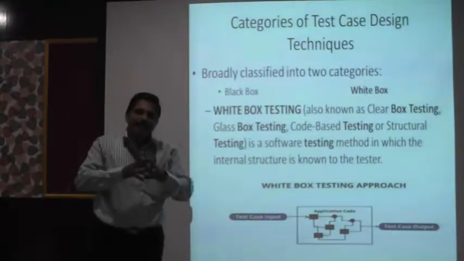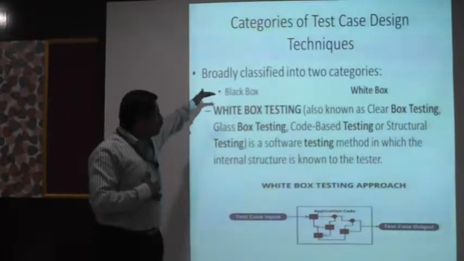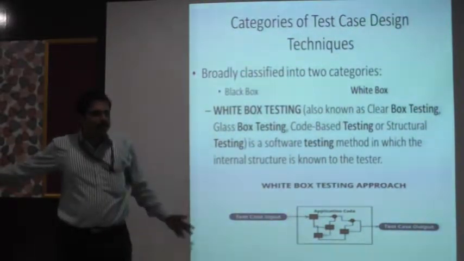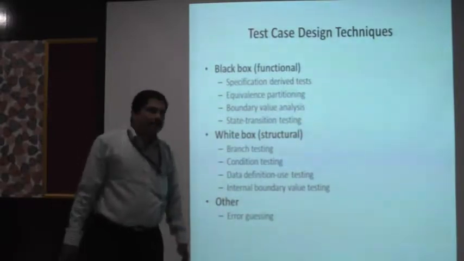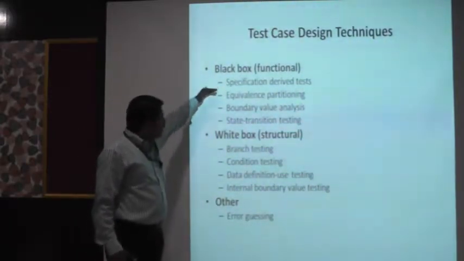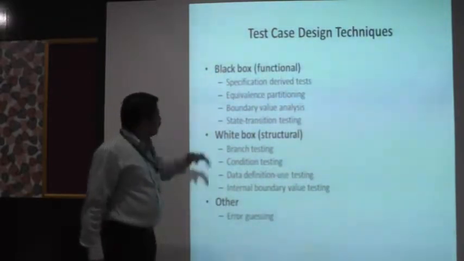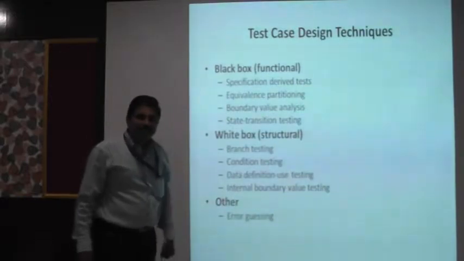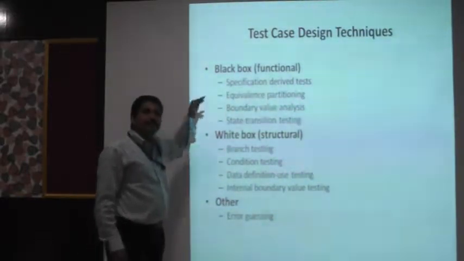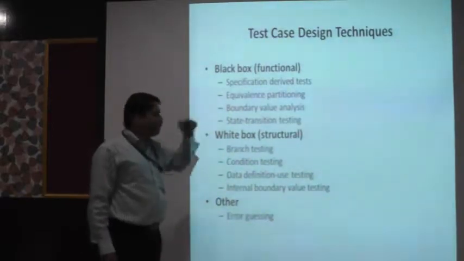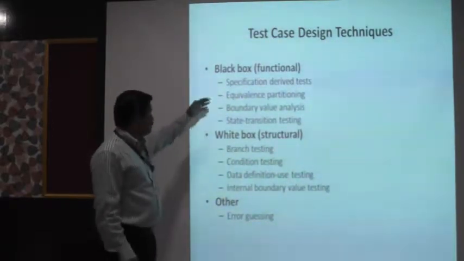Now let us see in detail about these two concepts. Let us see about black box testing. Black box testing, as I said, is called functional testing. Here the tests are subdivided into 4 different categories. One is specification derived testing. Second is equivalence partitioning. Third is boundary value analysis. Fourth is state transition testing.